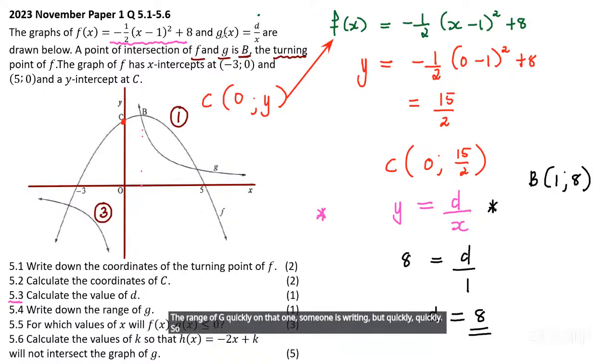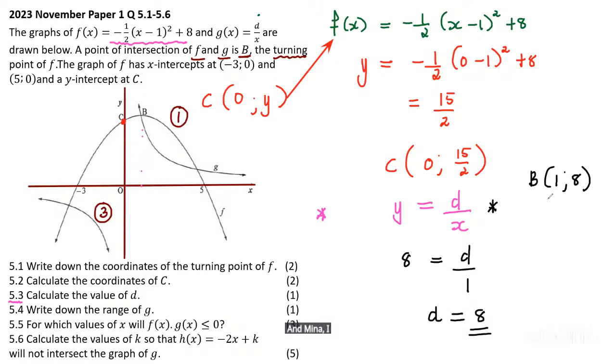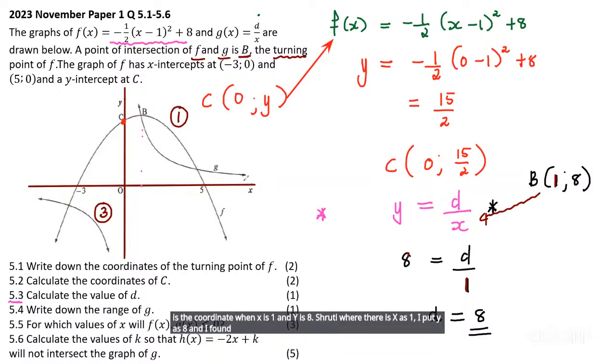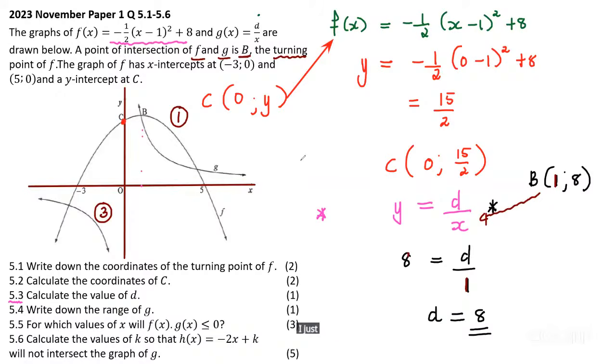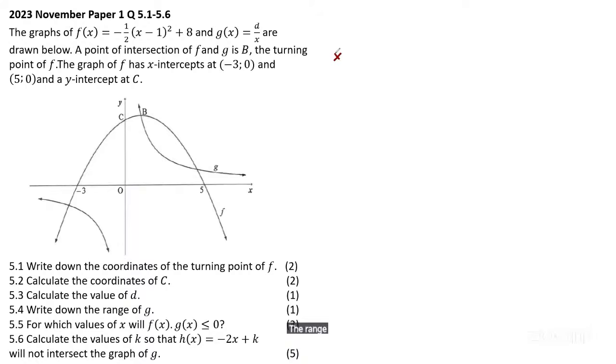So remember, the equation of G of X is D over X. The only coordinate that I know that is on G of X is the coordinate when X is 1 and Y is 8. Where there is X as 1, I put Y as 8 and I found D as equal to 8. I just cross multiply. The range of G. So G of X is the equation 8 over X.